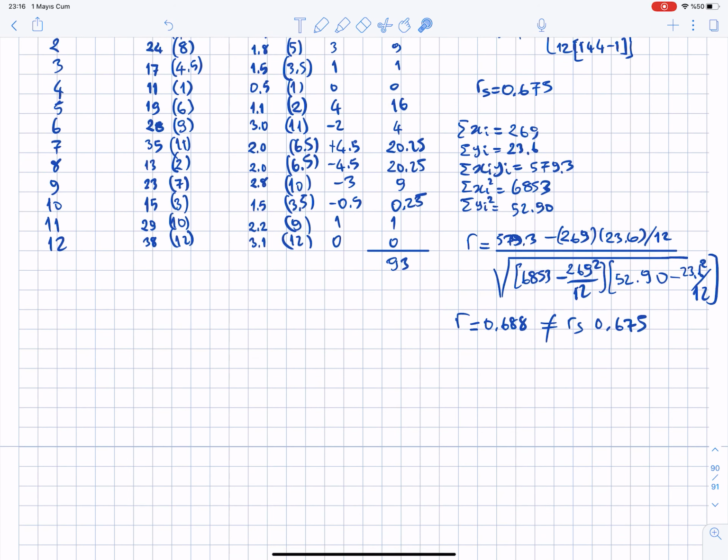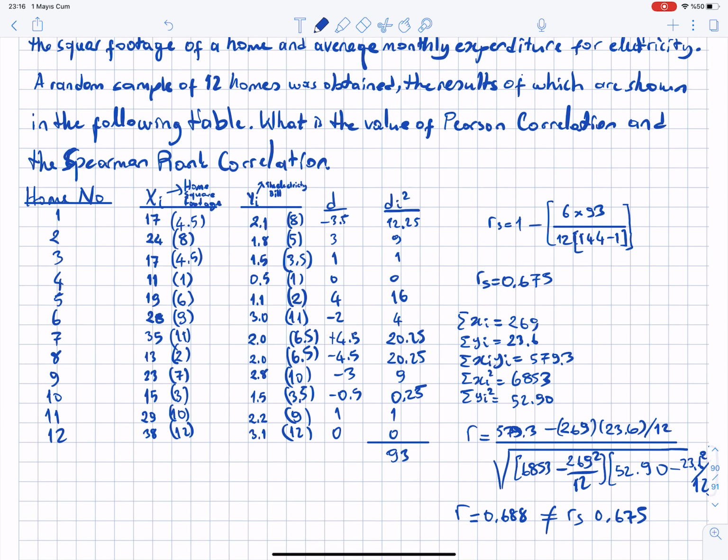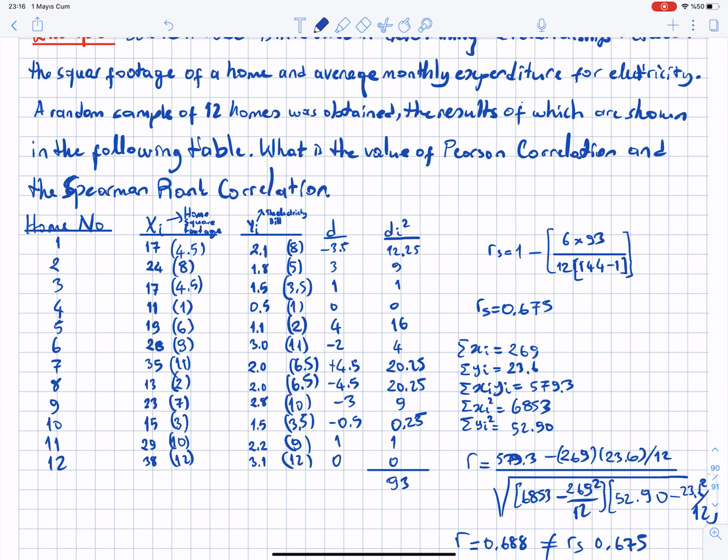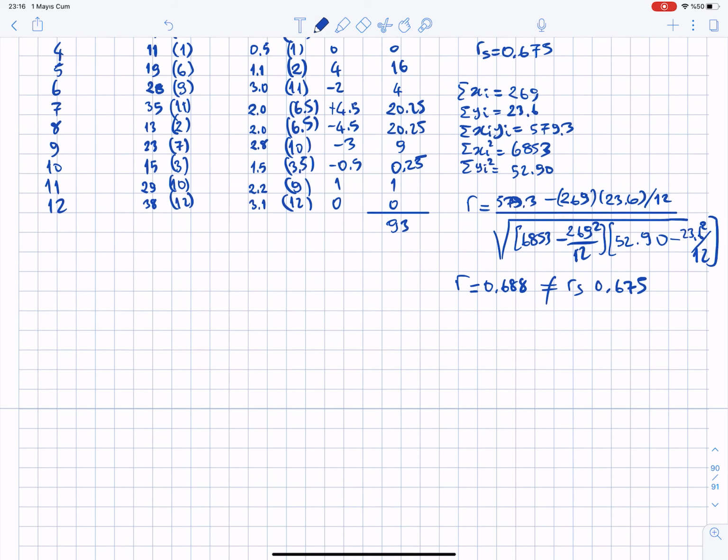Okay, I leave it to you to study this example to check whether the correlation coefficient is greater than 0.65. So this is a homework. That's the end of the lecture.